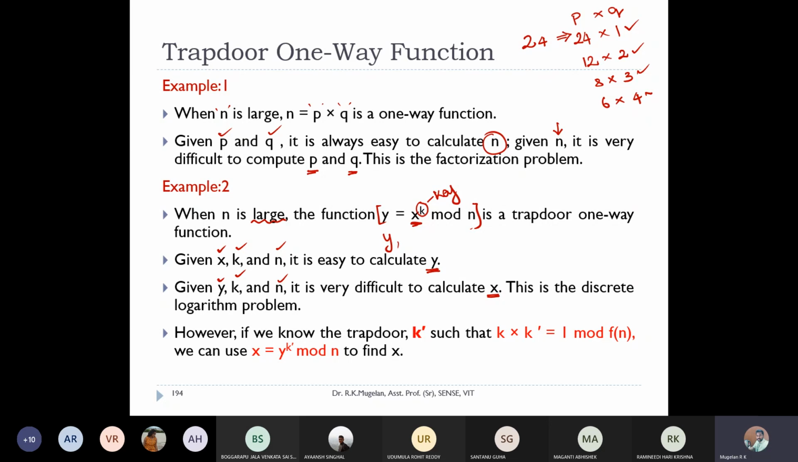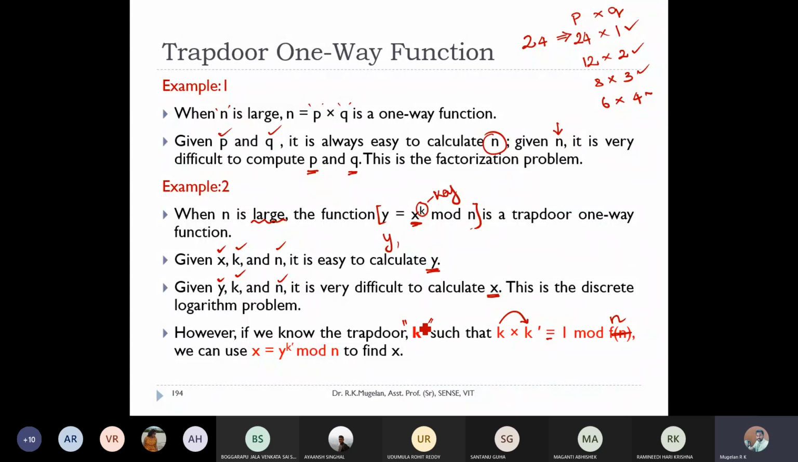In order to avoid this complexity, I'm going to give you a trapdoor. The trapdoor is nothing but an extra value called k dash, such that if you multiply k times k dash, it will be congruent to 1 modulo n. Just assume this is n. If you multiply k with k dash, it will be congruent to 1 modulo n.